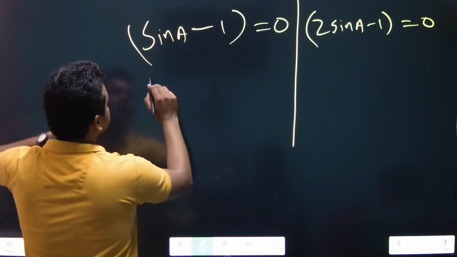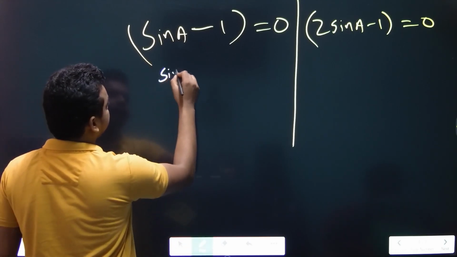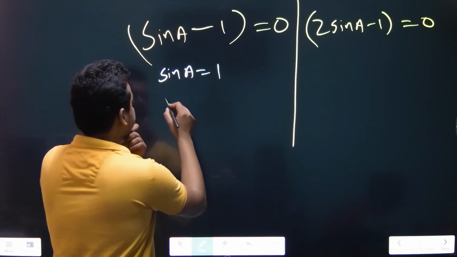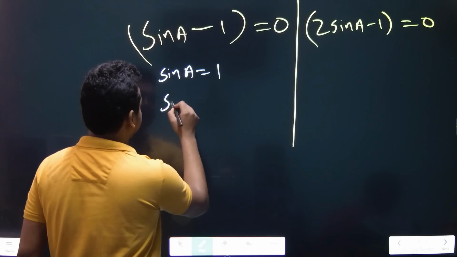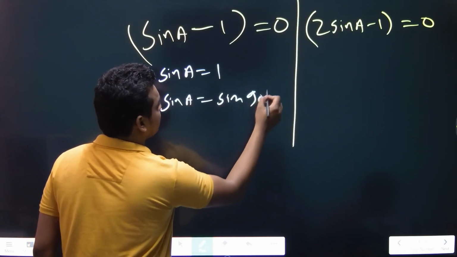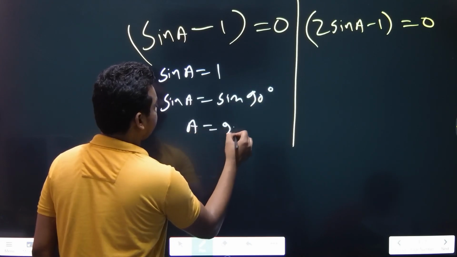So if I am removing this bracket, I can write sin A is equal to 1. So sin A is equal to 1. Then what is the value of A? I can say sin A is equal to sin 90 degree, right? So I am getting A is equal to 90 degree.